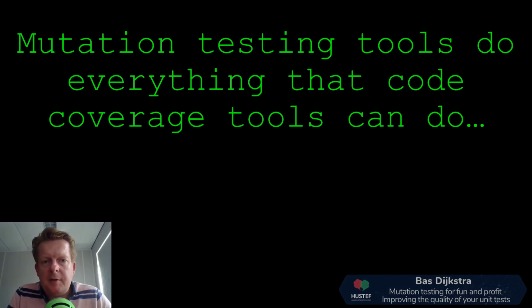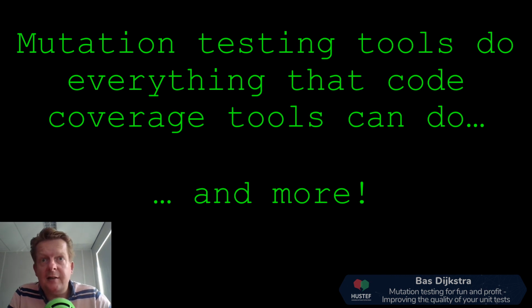So, as you've seen in this demo, mutation testing tools can do everything that code coverage tools can do, but more. So, they actually give you valuable insight into the quality of your existing set of unit tests. And that's not something, as we saw earlier in the example that I gave with the Java code that I showed in the slides, code coverage doesn't actually tell you anything about the quality of your unit tests. Mutation testing tools give you much more insight into the quality of your existing set of automated tests.